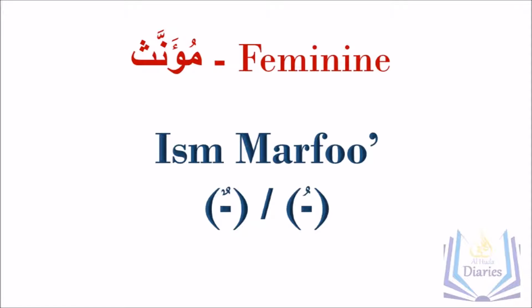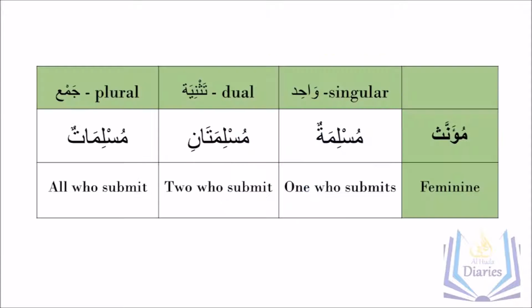Now we shall look at the changes that occur in rafa, nasab, jar state for wahid, tasniya and jam for a muannas, for a female. So it is the same concept. The muslimun, when it becomes muannas, will become muslimatun in the state of rafa. And for the tasniya form of rafa, it will get the ending of ani. So muslimatun will become muslimatani, except that the ta marbuta will become an open ta and it will get a fatha.